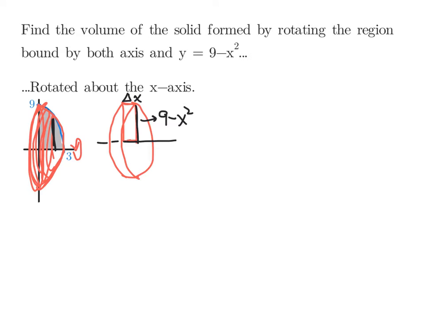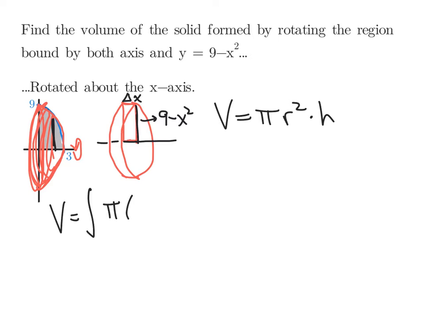In order to set up the integral, we remind ourselves that the volume of a disk is going to be pi r squared times its depth. So the volume of our region rotated about the x-axis is going to be the definite integral of pi r squared, where our radius is 9 minus x squared, and times the depth of our disk, which is dx, over the entire interval from the beginning to the end. Since everything is in terms of x, we're going to go along the x-axis from 0 to 3.